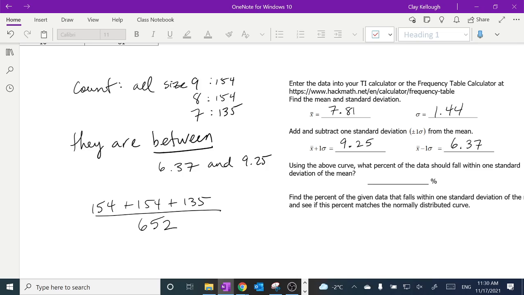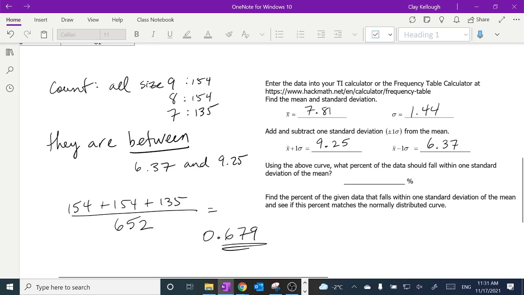How much would it be if it was normally distributed? 68%. How close is this to 68%? Well, let's do the actual math. This is a different example than I did last time, so I'm going to have to punch buttons. So 100, open a bracket, 154 plus 154 plus 135, close bracket, divide by 652. Ooh, look at that. It's really close. I think I'm going to maybe even reverse my decision here.